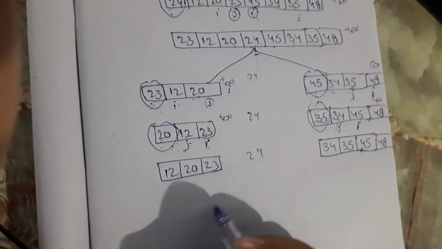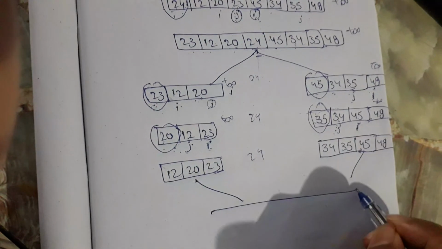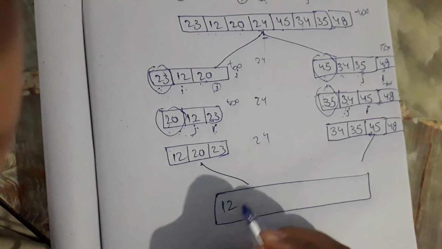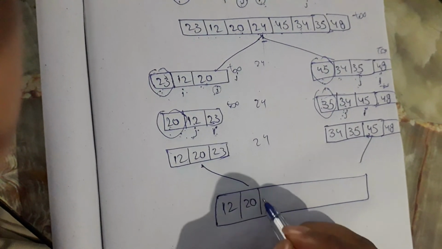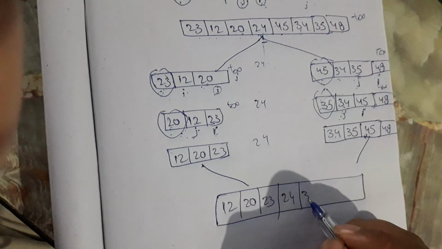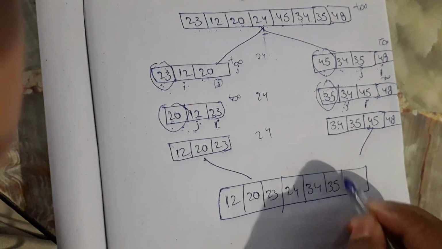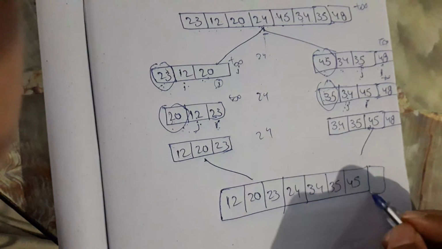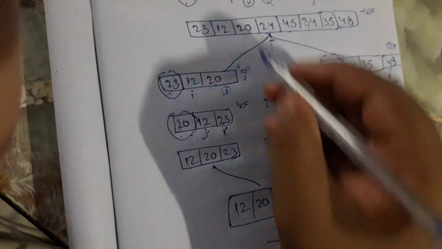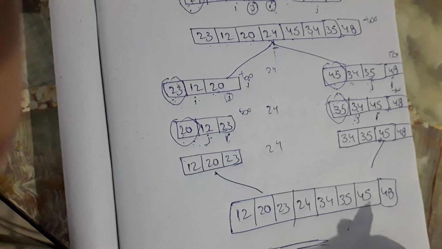See now, again: 12, 20, 23, mid value 24, 34, 35, 45, 48. See the order. This is quicksort. I hope you understand.